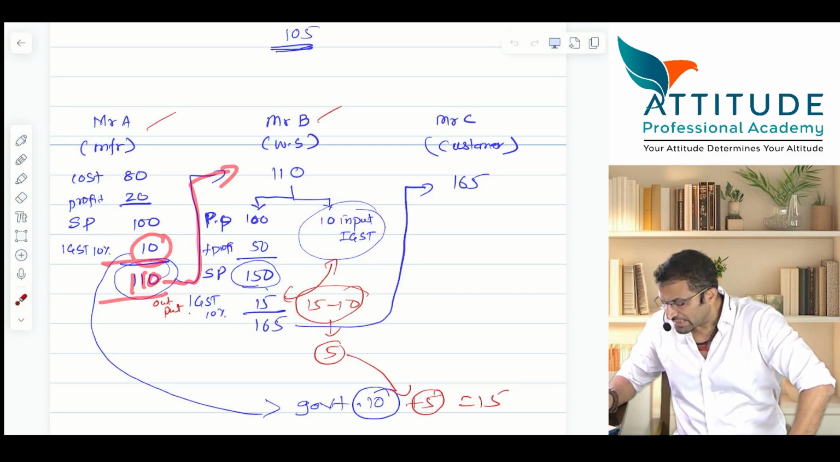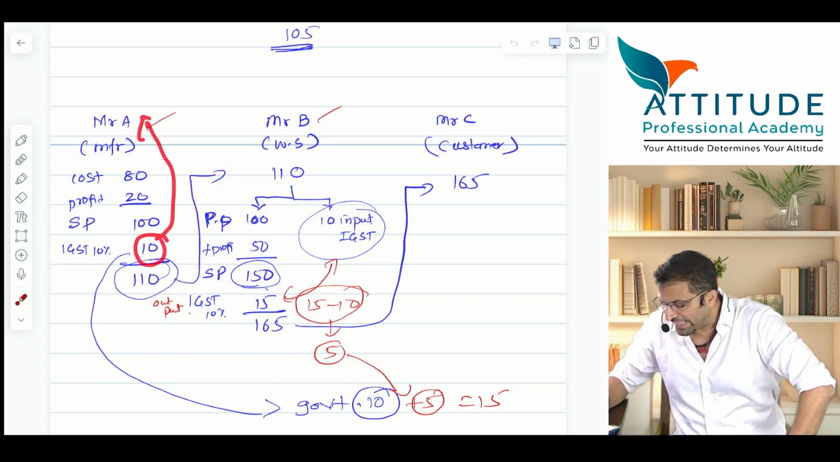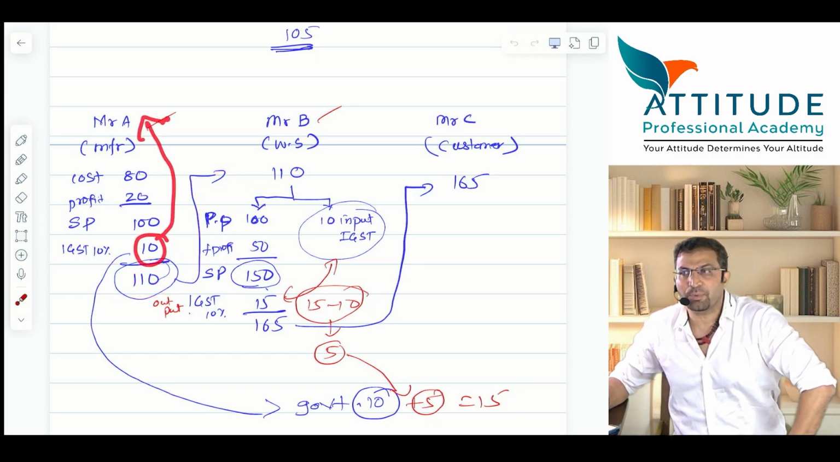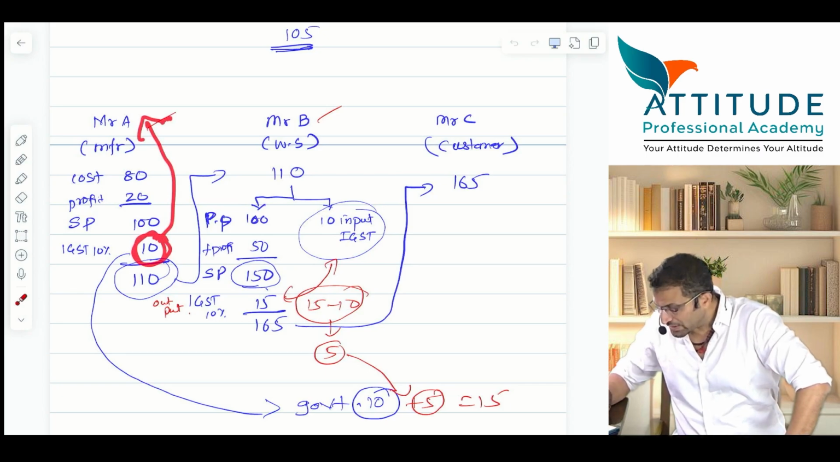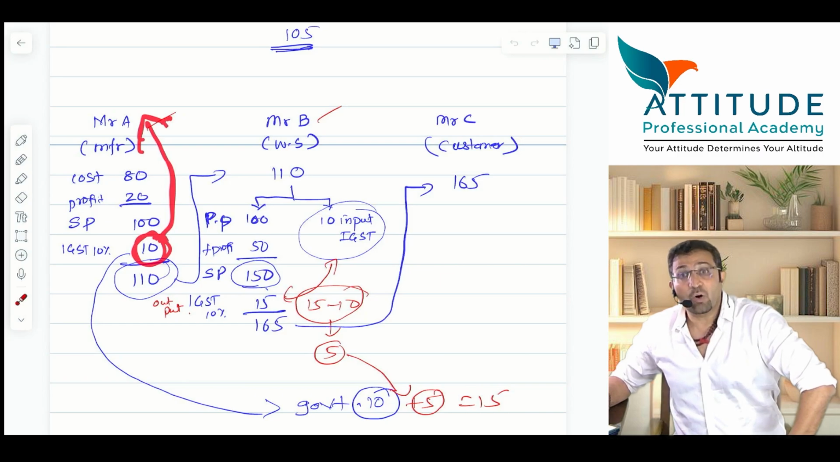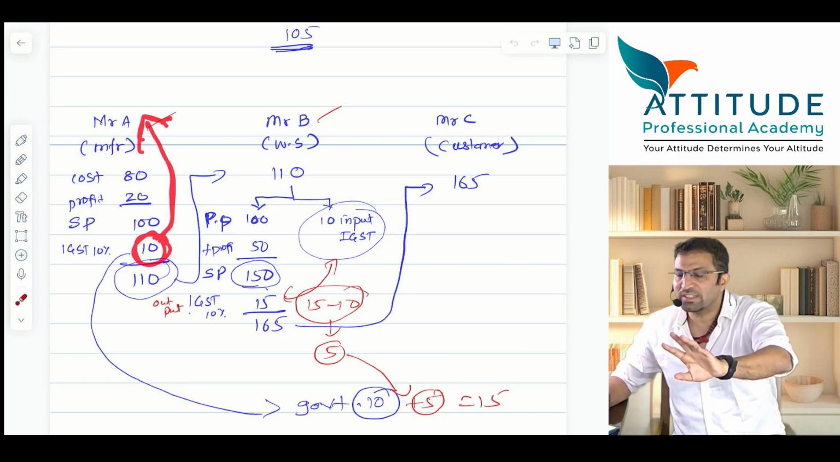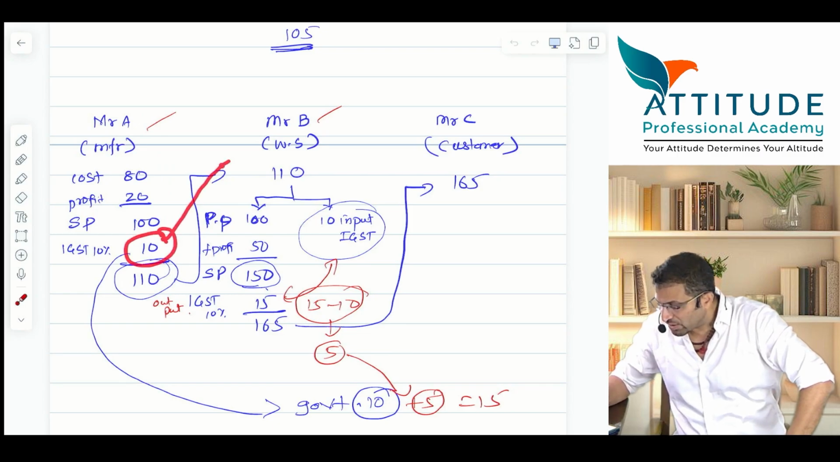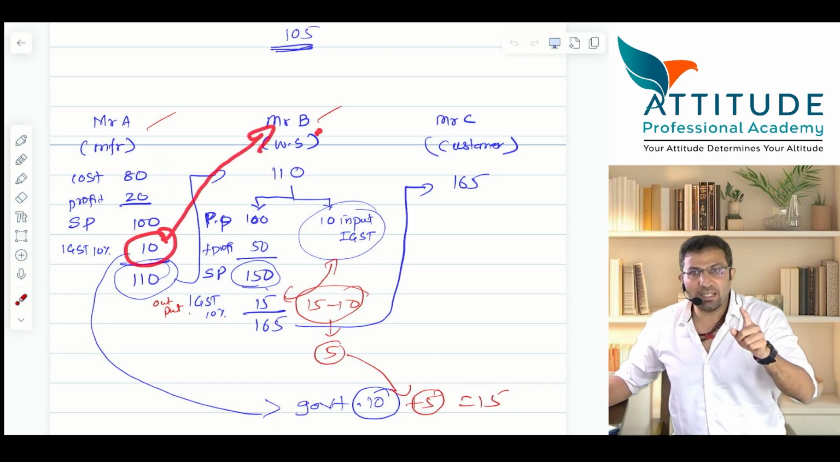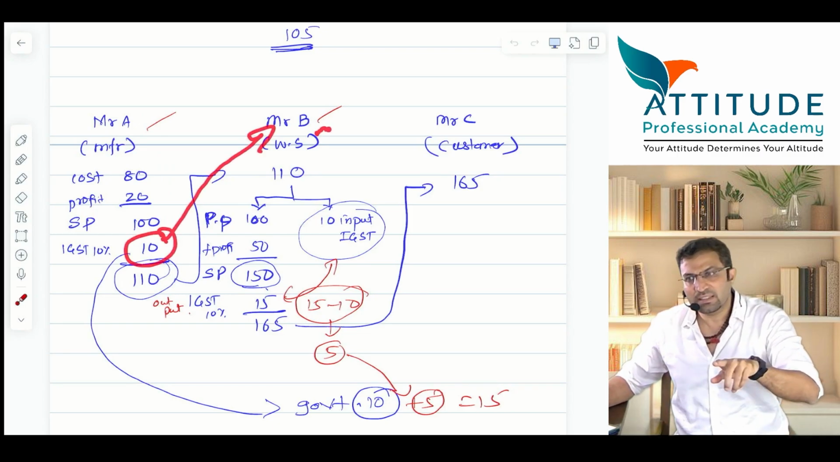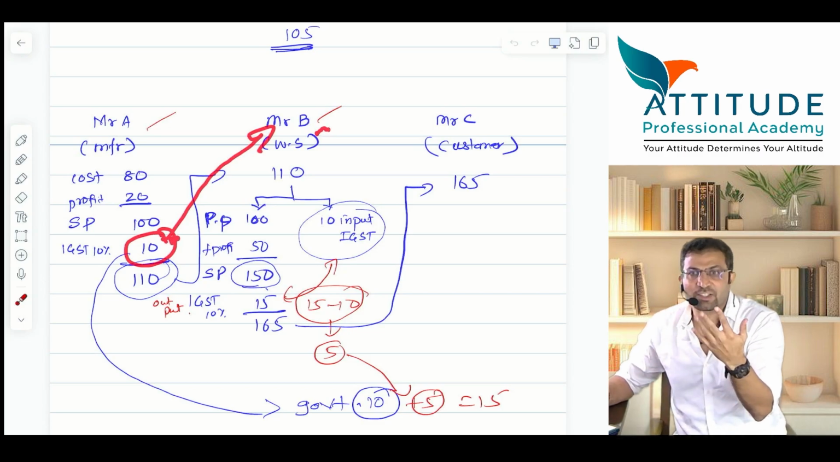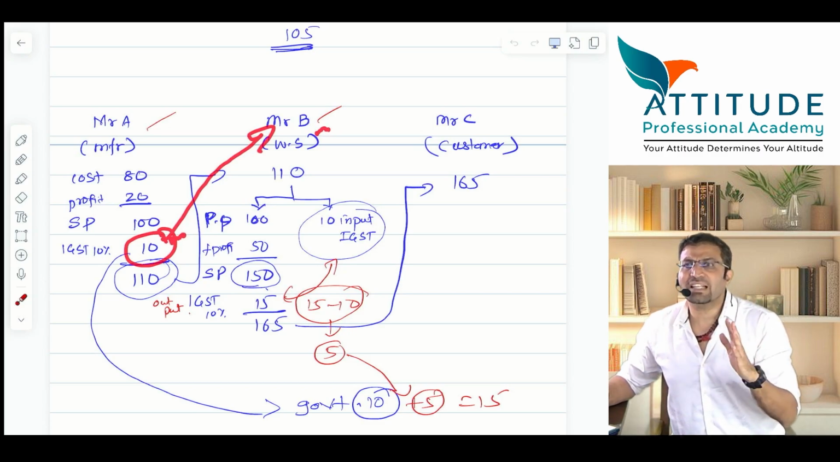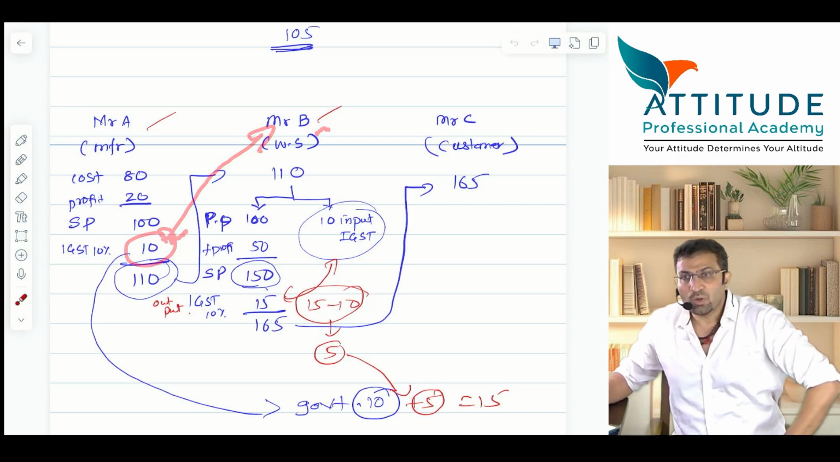Now, this 10 rupees for Mr. A is what? Output GST or input GST? I'll repeat, this 10 rupees for Mr. A is input GST or output GST? Output GST, not input GST, because he is selling the goods. But the same 10 rupees for Mr. B is an input GST or an output GST? Input GST is always receivable from the government. Is that clear? Understood?